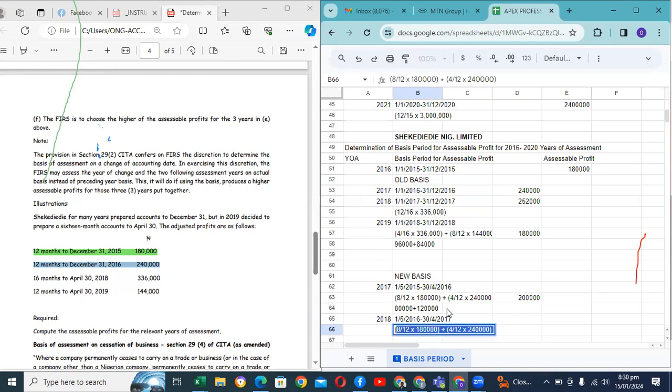Now you have 4 months out of 12 here, Abi. So it means you have a balance of how many months there? Remaining 8 months. So you pick 8 over 12 times 240,000. Is that clear? You've used the 8 months already. No, you only use the 8 months of 4 out of 180. You've not used the 8 months of 240.